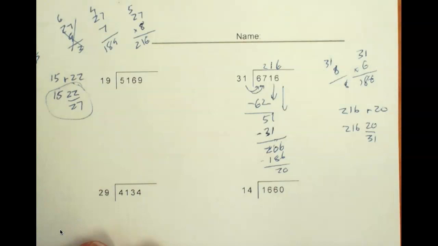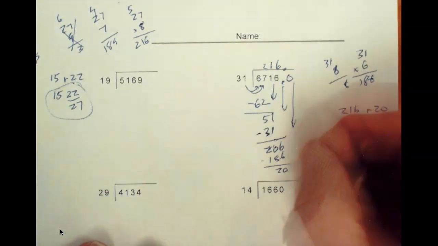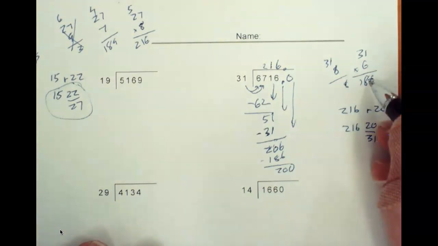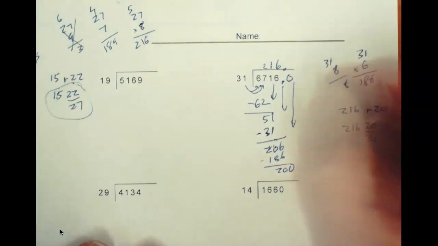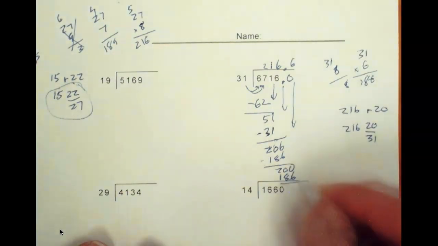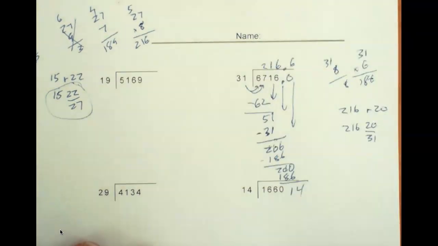But let's just put a decimal up. Put a decimal here, put a decimal here, and we just add on a 0, right? We can do that. So let's bring that 0 down. Now we have 200. Well, once again, I was at 186. That was super close. I'm going to go 6 more times. 186. Subtract that out. We've got 14 left. So 216.6 is a much better answer.